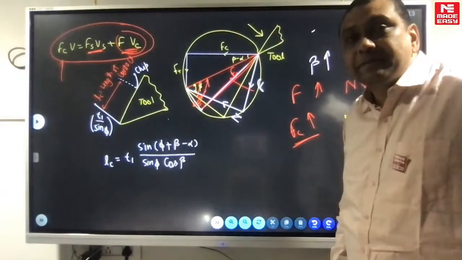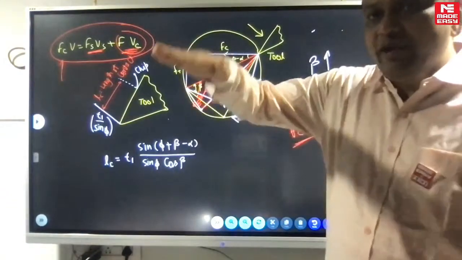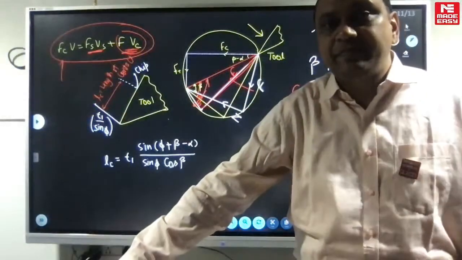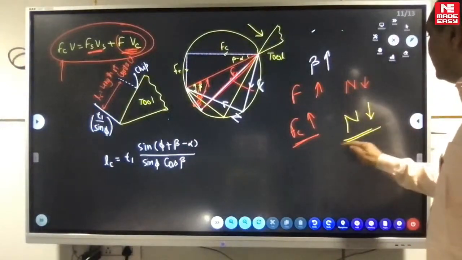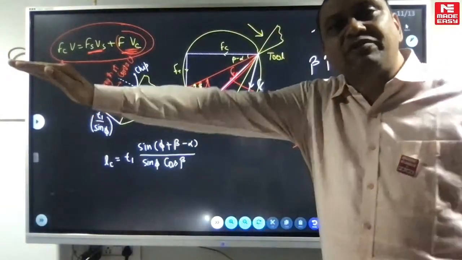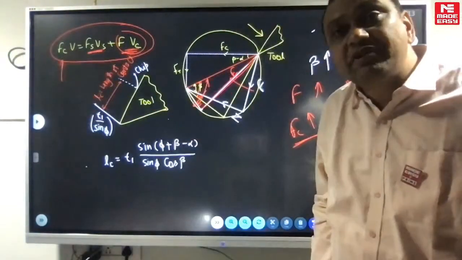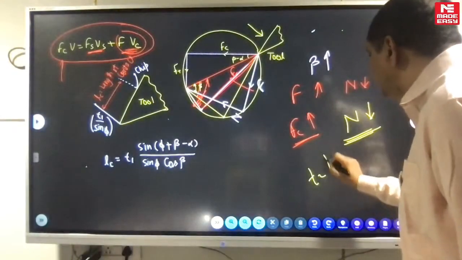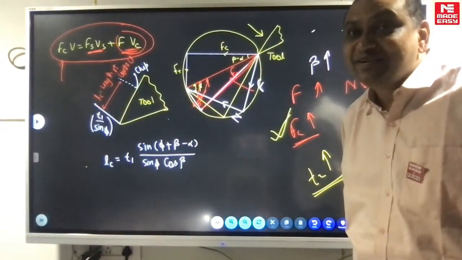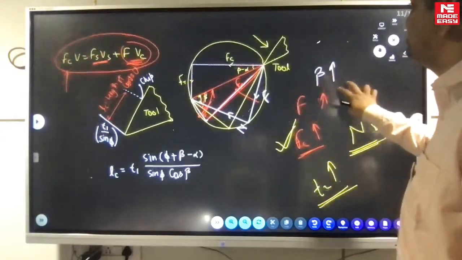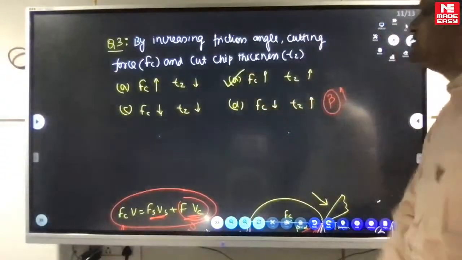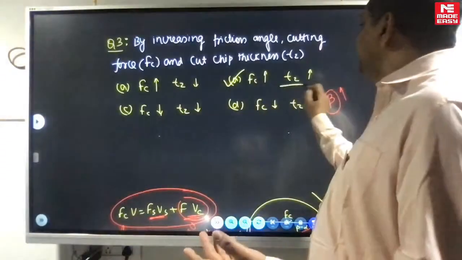Normal pressure on the rake face. So N is the normal force acting, which is then converted into pressure. So how much pressure is applied on the chip? And if that N is decreasing, it means the normal pressure is decreasing on the chip. So after machining, chips are flowing over the rake face, pressure is less, thickness will increase. So thickness will increase, Fc will increase. Okay? Everywhere actually there is a concept, it is not that you just hit and go straight. Your answer will be B: Fc also increases, t2 also increases.